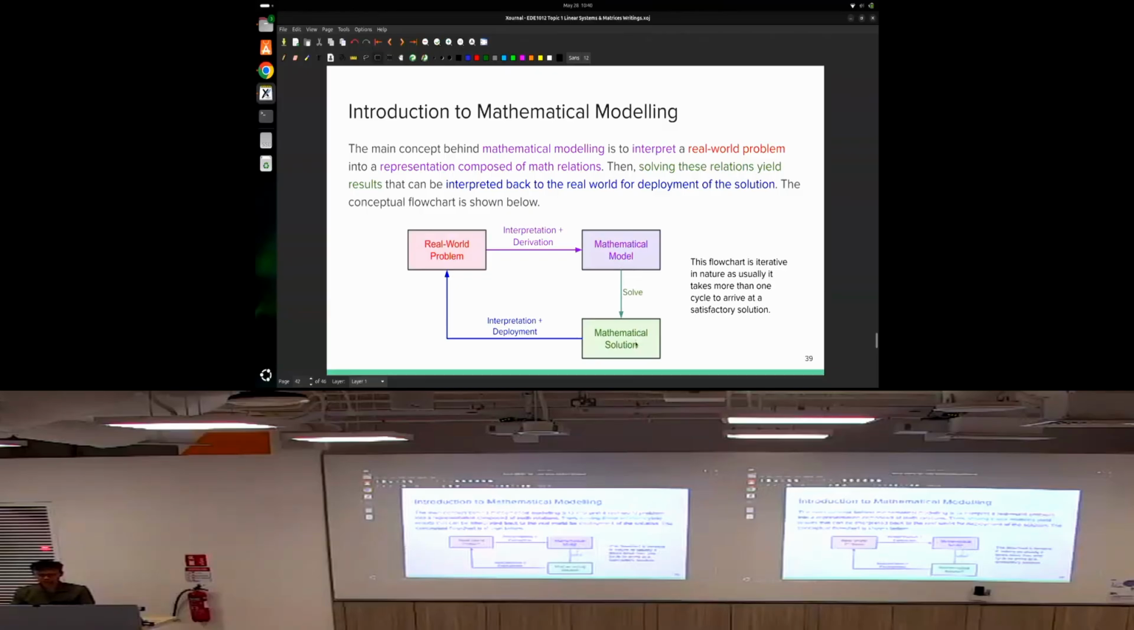We get the mathematical solution. Then after we assess the solution, we will need to interpret and deploy to test out whether it can solve our problem or not. So this is a very high level and brief flow chart introduction to mathematical modeling. Later on in chapter 3, I think it's topic 3, you will get a more in-depth understanding, because we will be delving into how to derive the mathematical model. That's the big part of Math 2.